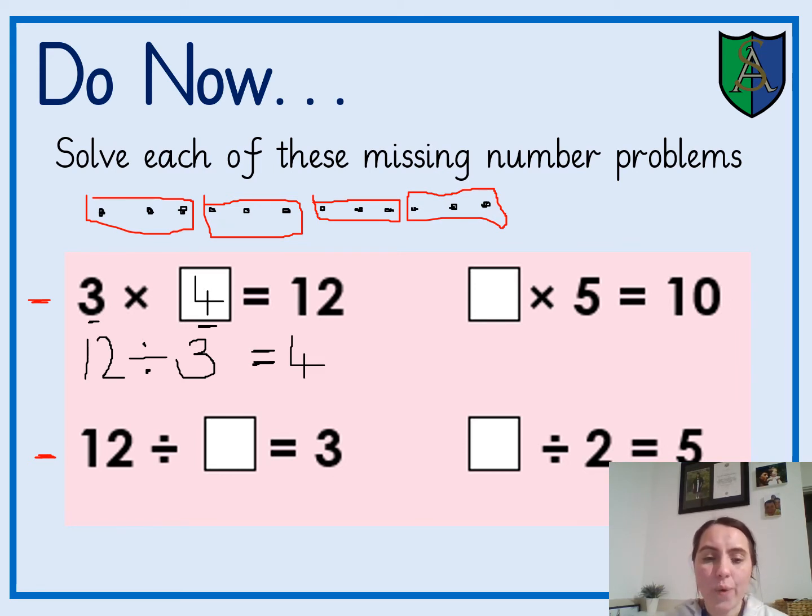Now let's look at the equation underneath. Now we've got another missing part. We've got 12 divided by something is equal to 3. I wonder if any of you have noticed something.